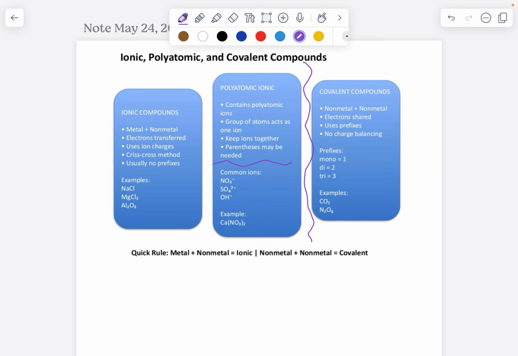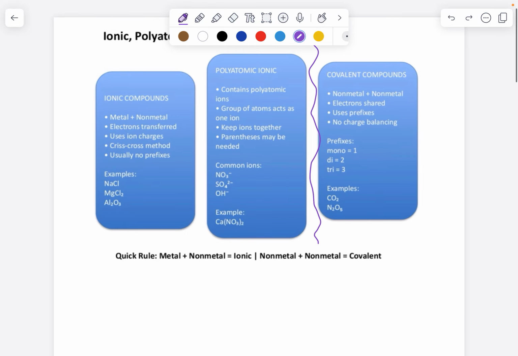Now parentheses are needed. The whole point of this is basically to neutralize your compounds, right? And for ionic and polyatomic, to do this, sometimes you may need more than one polyatomic ion, more than one metal or non-metal. So when you need more than one polyatomic ion, then you are going to need to use parentheses. This is very important, and this is only for polyatomic ions.